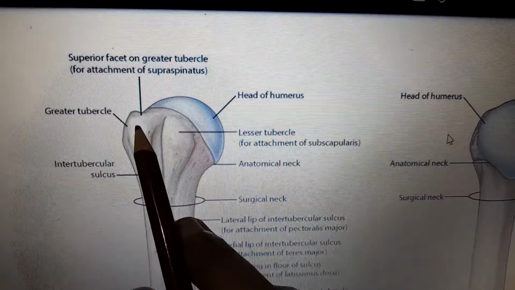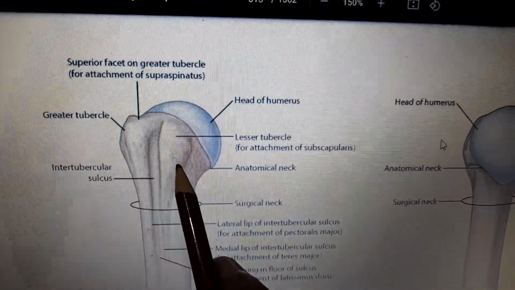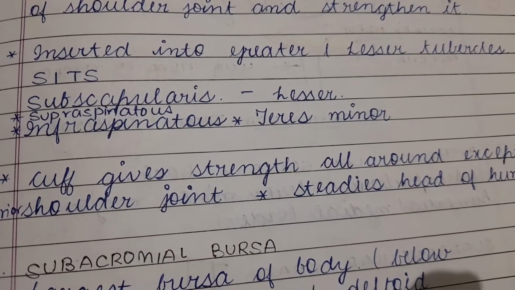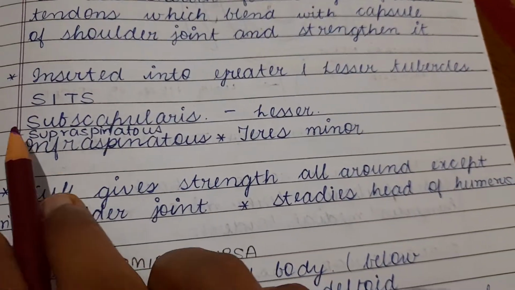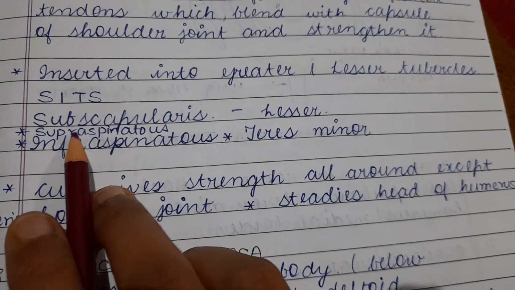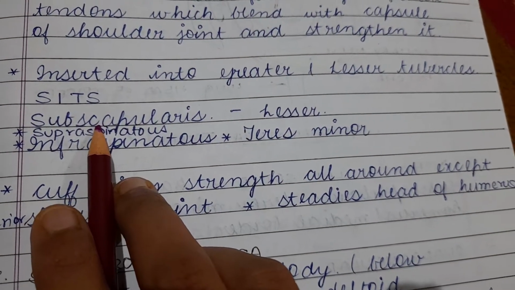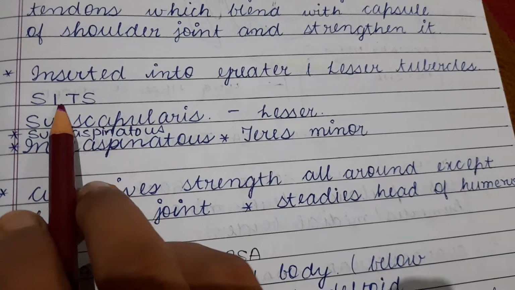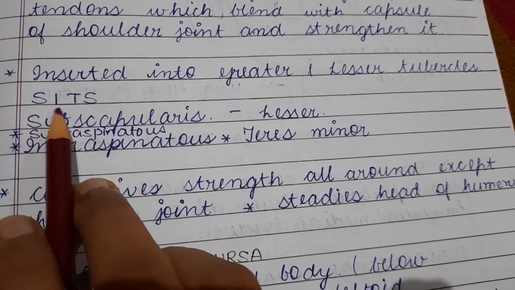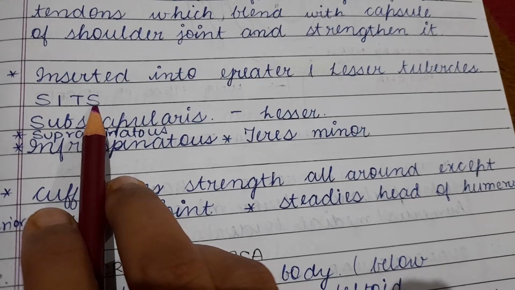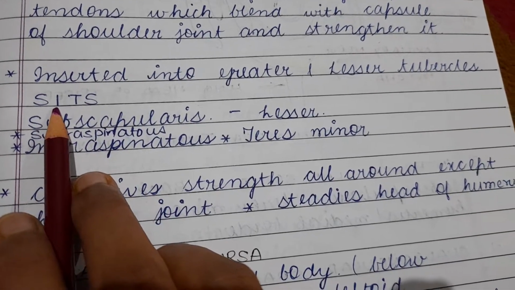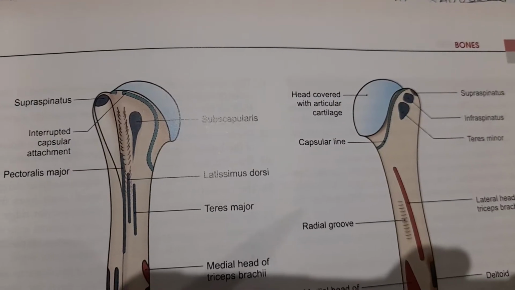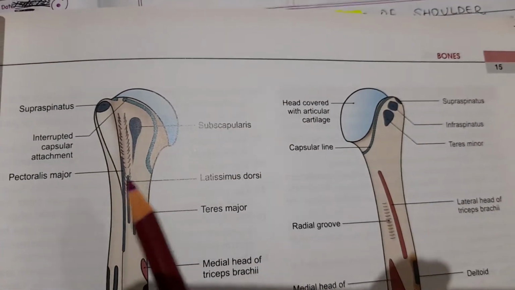This is the greater tubercle of the humerus and this is the lesser tubercle. SITS stands for the first S, subscapularis, which is inserted into the lesser tubercle of the humerus. Then supraspinatus, infraspinatus and teres minor. Let us understand clearly with the help of this diagram.